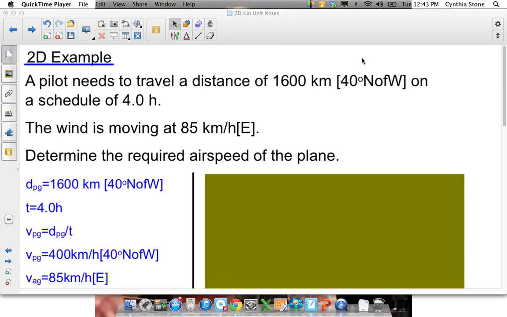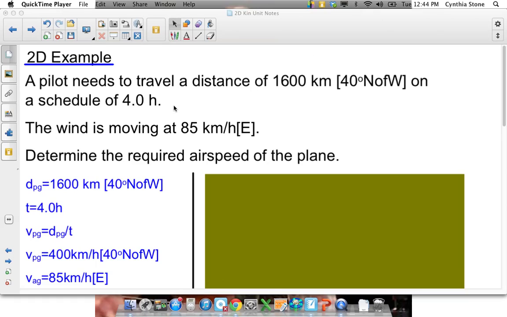Let's look at a two-dimensional example, planes, trains, and automobiles. We're focusing on the planes right now. This is one of the most typical examples you could have. A pilot needs to travel from A to B, which on the ground works out to 1,600 kilometers, 40 degrees north of west. So that's where the pilot has to go.